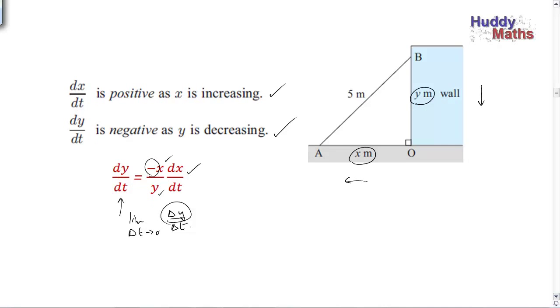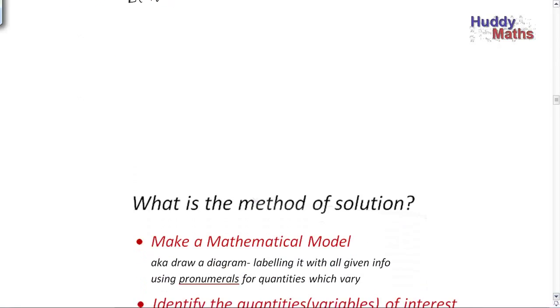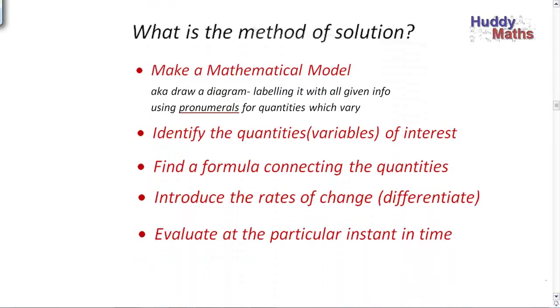All right, come on down and let's summarise what we've done. What is the method of solution? Here we are. Make a mathematical model. That means, in most cases here, drawing a diagram, labelling it with all the given information, using pronumerals for quantities which vary. There's a few tricks to that. We'll have a look at some examples from Hayes and Harris shortly, and you should have their book and have a look at that. So what have we done?